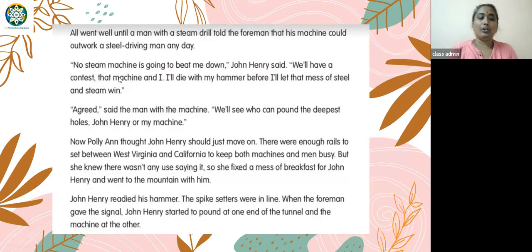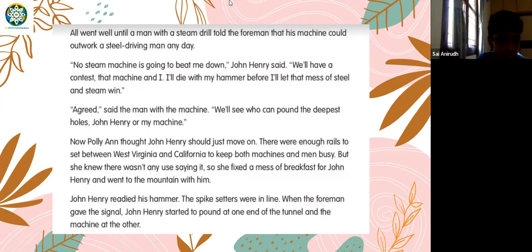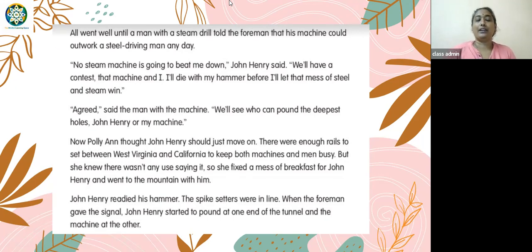Now, continue reading. Do you want me to read this? Yeah. I will read 2 paragraphs. Then the last 2 you have to read. I'll read the first 3.